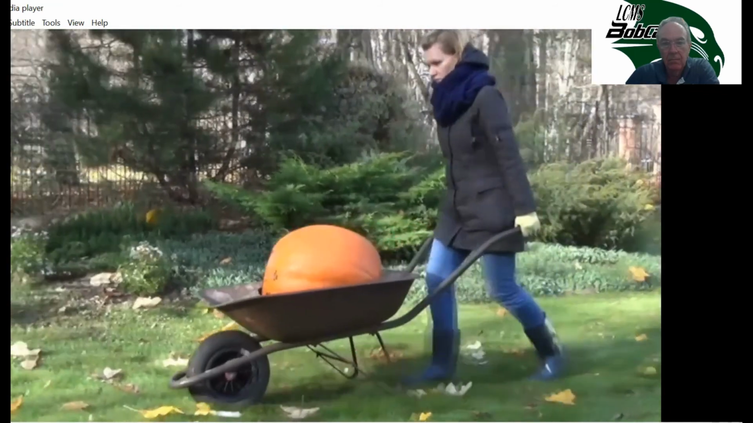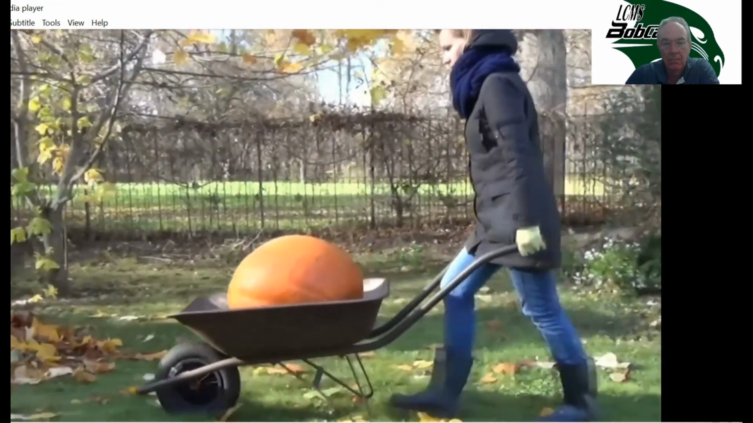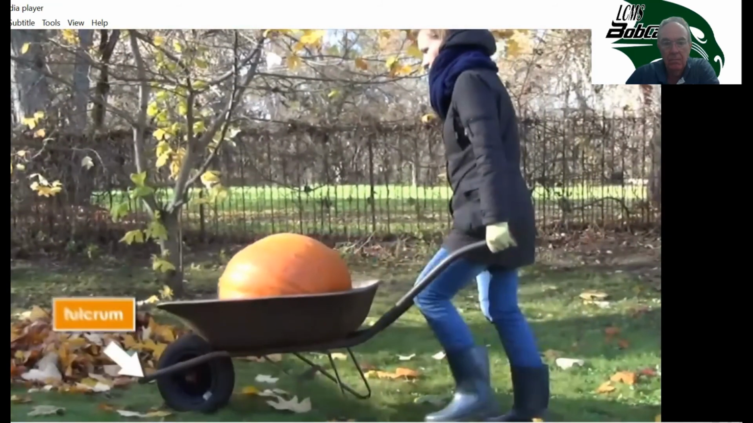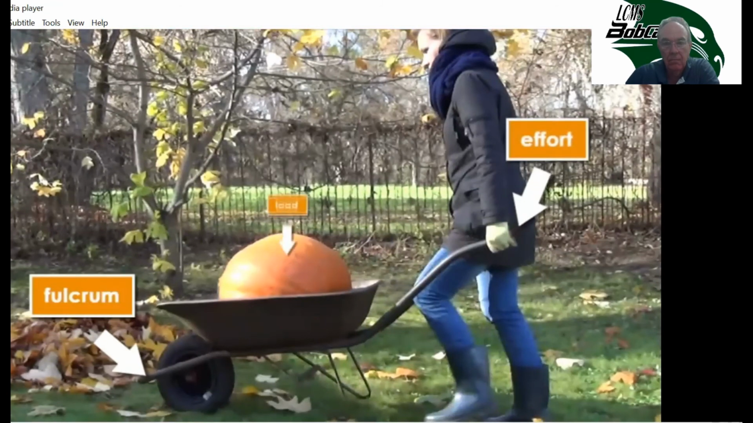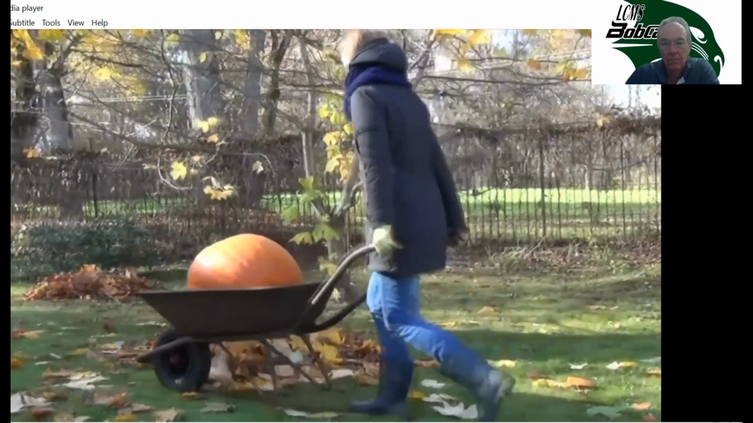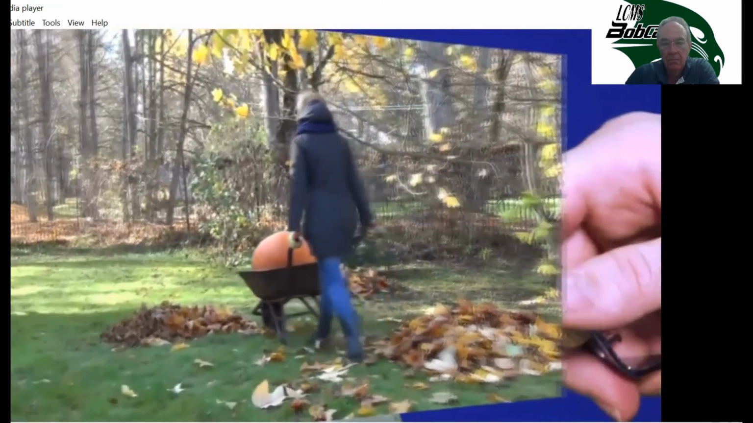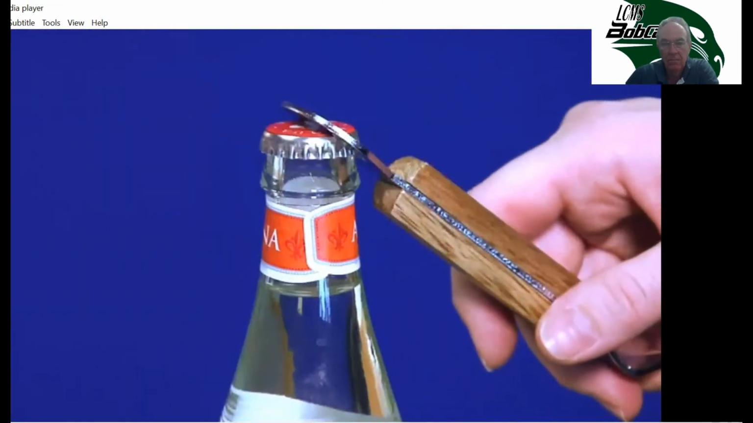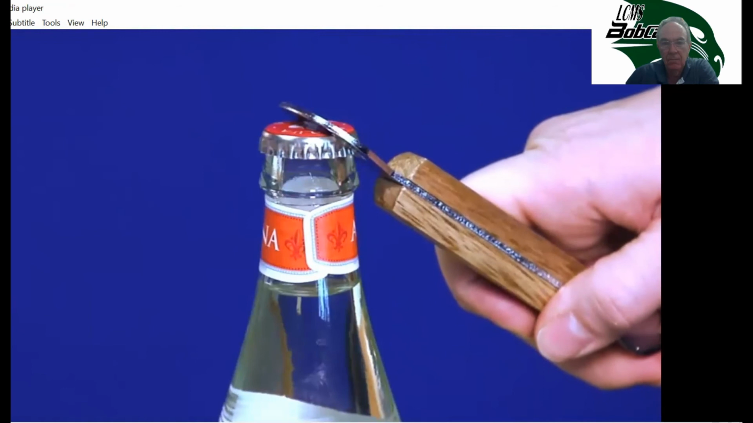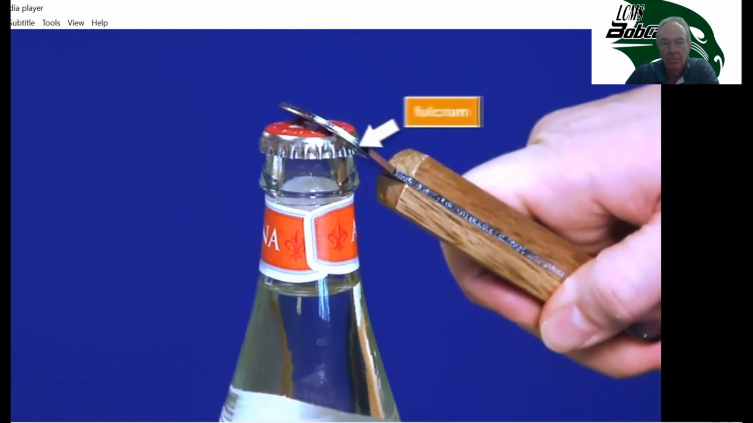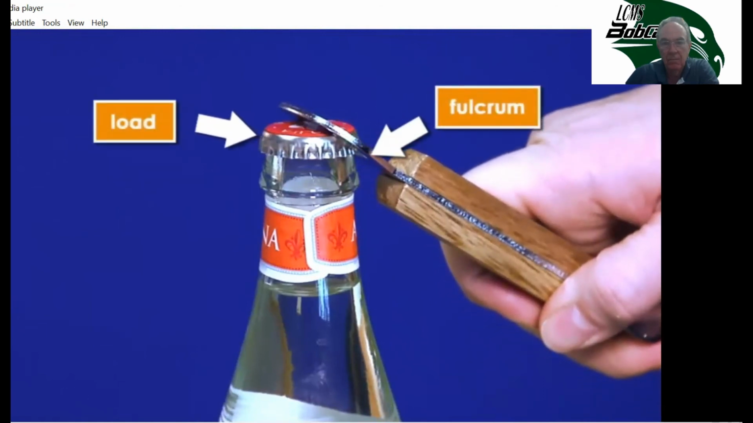The next type of lever is called a second-class lever. A good example of a second-class lever is a wheelbarrow. On a second-class lever, the fulcrum is on one end, the effort is on the opposite end, and the load is in the middle. Another example of a second-class lever is a bottle opener. Here is the fulcrum on one end, the load is the bottle cap in the middle, and the effort is opposite the fulcrum.